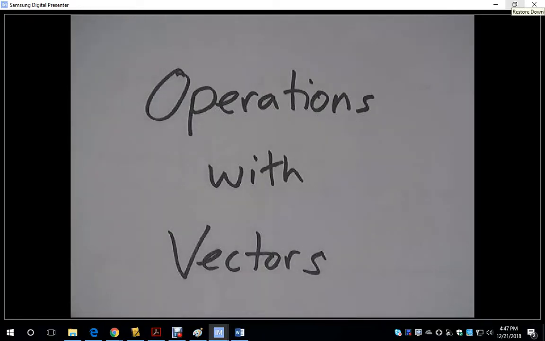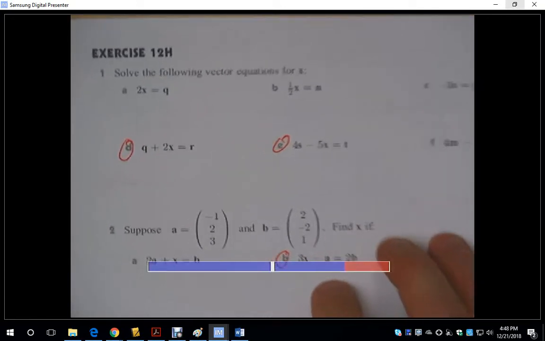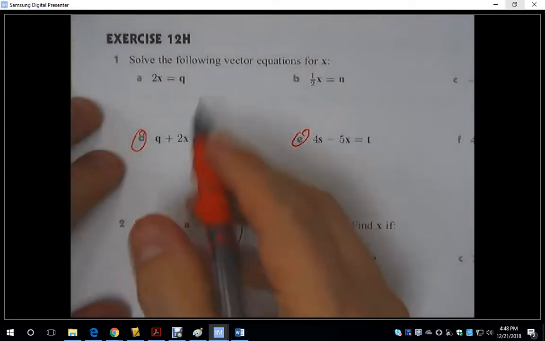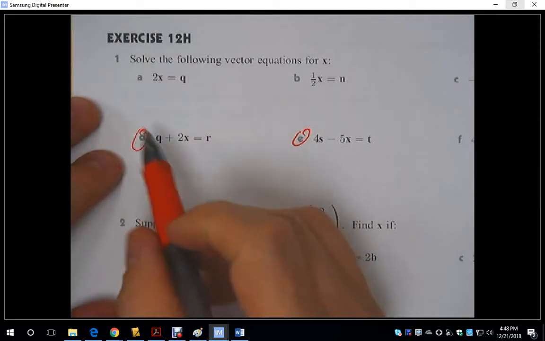The following video is on operations with vectors. And a lot of the operations with vectors are similar to the operations you'd use for variables and numbers. So let's just dive into this. So let's look at 1D.